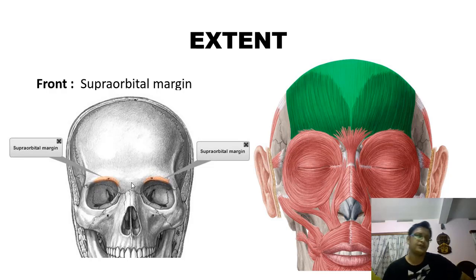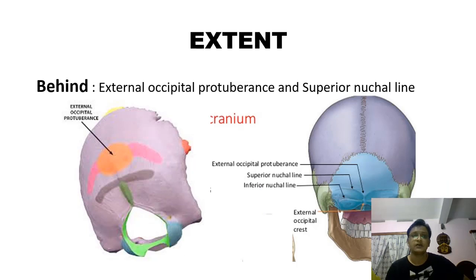anteriorly, as you can see my cursor, I am putting my cursor over the supraorbital margin. Anteriorly, or in front, it extends till the supraorbital margin. Posteriorly, or behind, it extends to the occipital bone, the external occipital protuberance, and also some extension to the superior nuchal line. That's about the posterior extension.